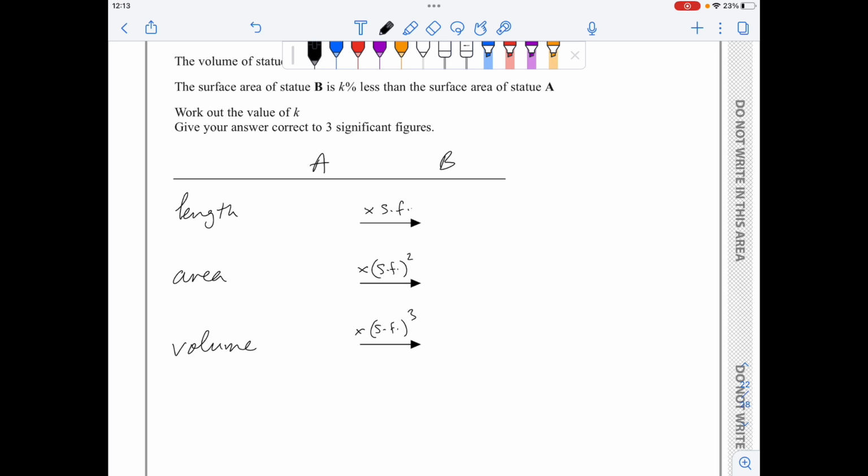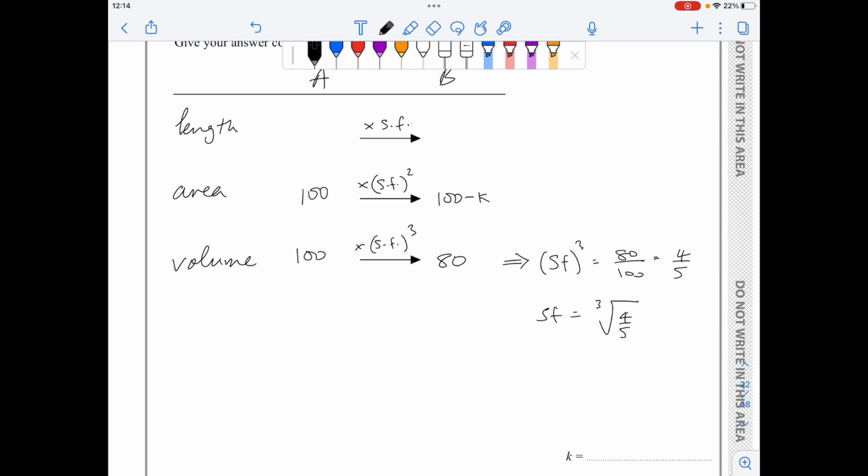I'm given that the volume of B is 20% less than the volume of A, so I'm going to put 100 for the volume of A, hence the volume of B is 80, and I know there's a decrease in the area by K%, which means if the area is 100, then the area of B must be 100 minus K. So now I'll use the volume to find my scale factor. So scale factor to the power of 3 is equal to 80 over 100. This is 4 over 5 when simplified. So the scale factor is the cube root of 4 over 5.